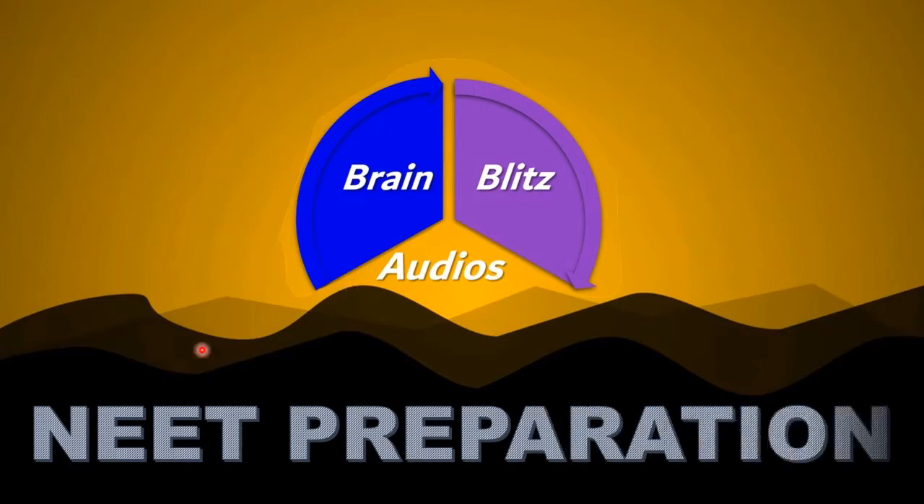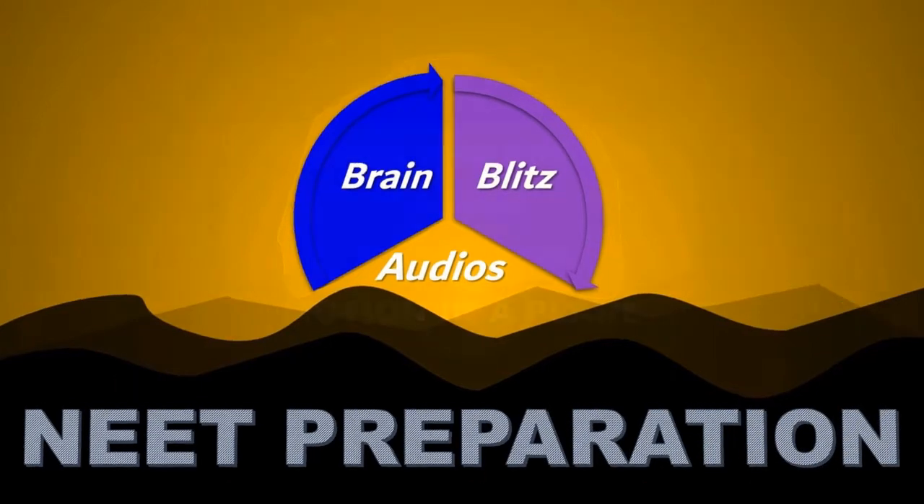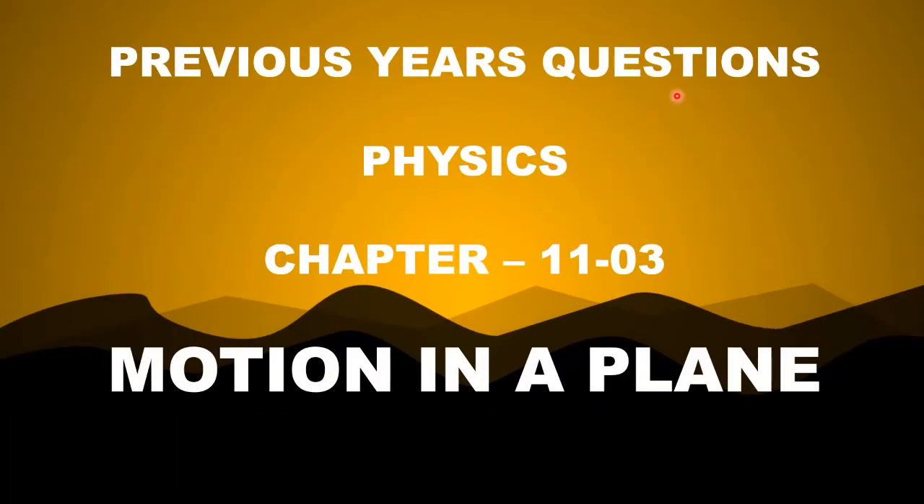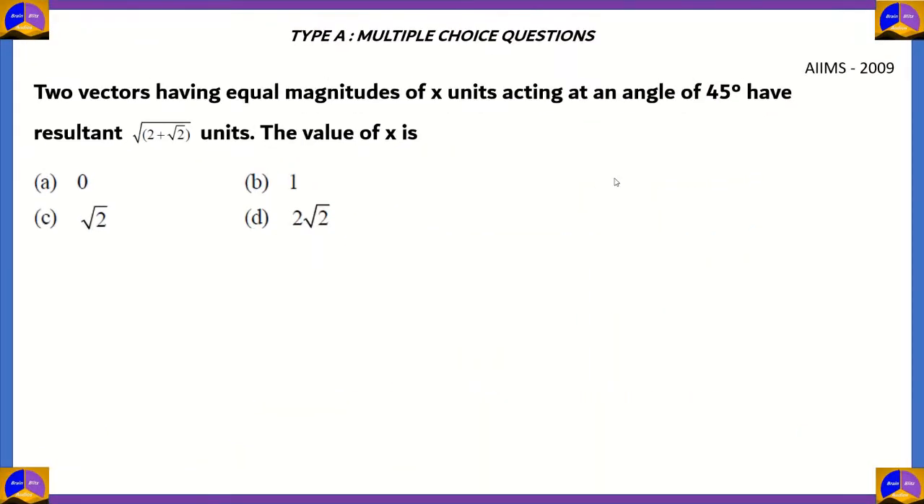Today in this episode of NEET preparation, we'll be looking at previous year questions of physics in medical entrance examinations in India. Today we're going to be dealing with motion in a plane. This is the third chapter in the grade 11 syllabus for physics in CBSE. Now let's look at our first question.